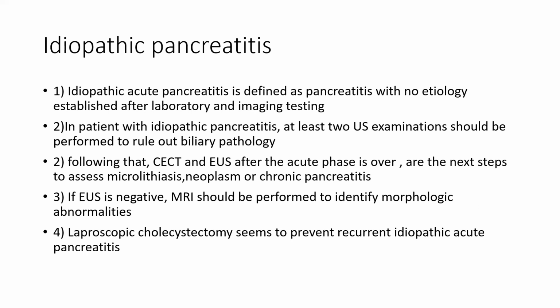Following that, CT and ultrasonography, then endoscopic ultrasonography after the acute phase is over, is the next step to assess microlithiasis, neoplasm, and chronic pancreatitis. If endoscopic ultrasound is negative, MRI should be performed to identify morphological abnormalities. Then laparoscopic cholecystectomy seems to prevent recurrent idiopathic acute pancreatitis.